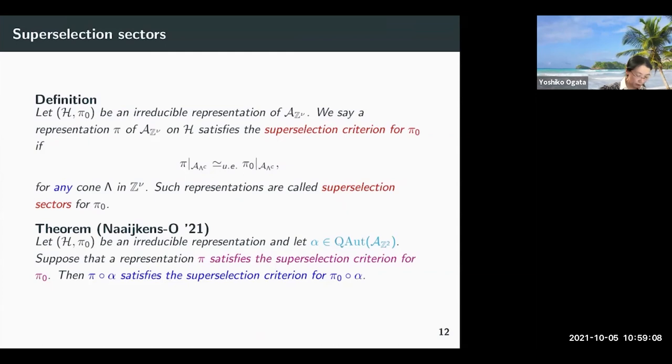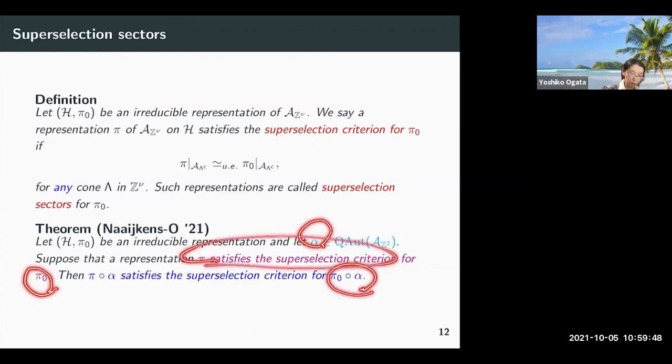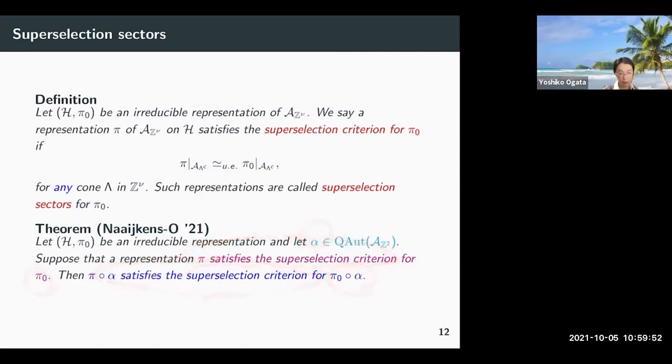Okay, so let H_π0 be an irreducible representation and let alpha be an automorphism from this class. Suppose that a representation π satisfies the superselection criterion for π0. Then π∘α satisfies the superselection sector criterion for π0∘α, which means the following. When alpha maps the representation π0 to π0∘α, it maps the corresponding superselection sectors to the corresponding superselection sectors. So there is a bijection given by this alpha between the superselection sectors of π0 and π0∘α. In other words, the structure of superselection sectors is an invariant of the classification.